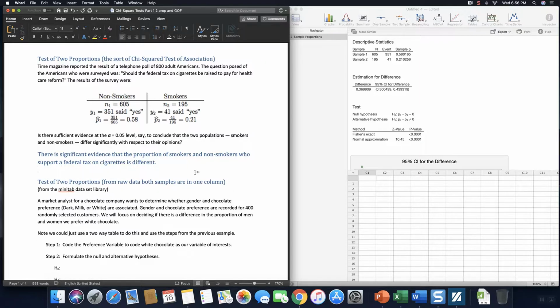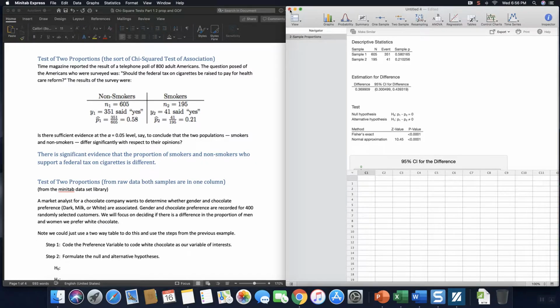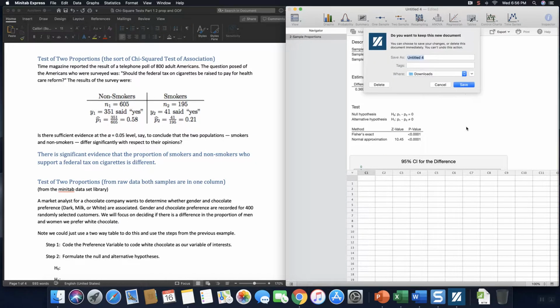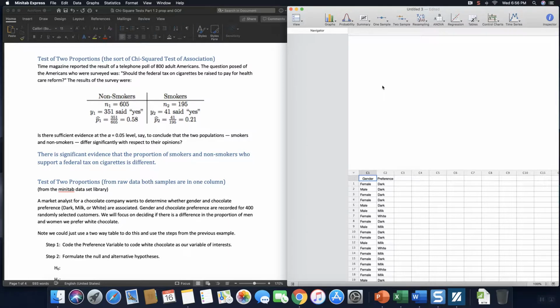All right, so I am actually done with this one, so I'm going to close it and not save it because I do not need this. Delete. All right, let's talk about some chocolate.